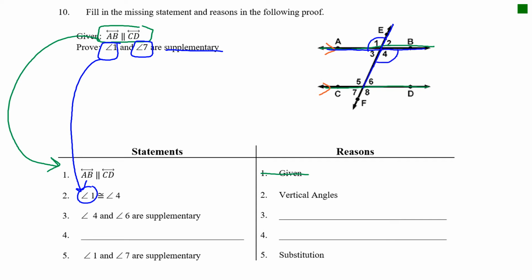I'm saying that's congruent to angle 4. If we look at it, they form the X. They're opposite to each other. So they're formed by two lines that intersect each other. They form the X. They're opposite to each other. They are vertical angles. So that's why reason number 2 was vertical angles.